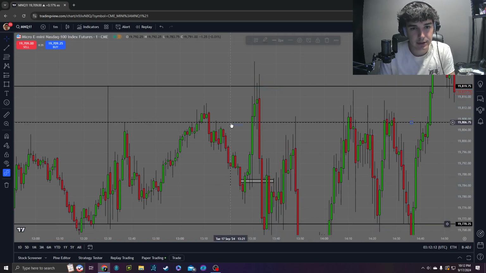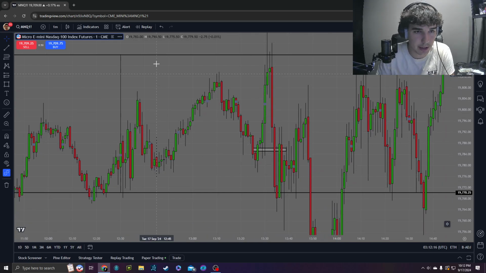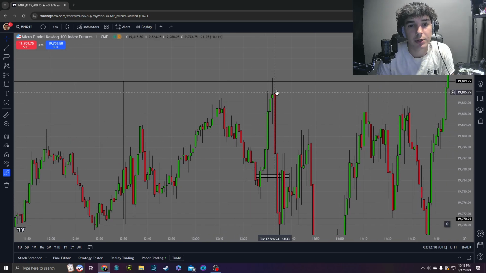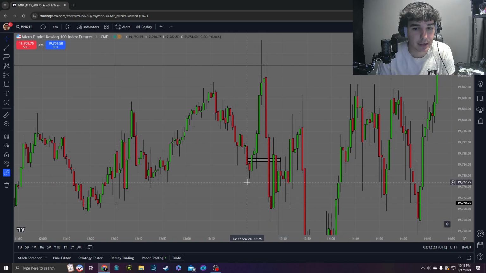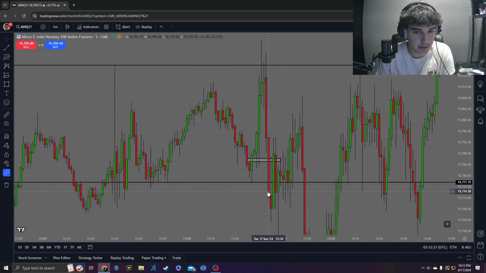The trade that I took was a short. And so what I was doing was obviously waiting for buy side to be swept, which happened right here. Awesome. Buy side got swept. And what happens? We come down here at this low. A candle closed under it. Market structure shift. Awesome. Now I'm just going to look for an entry.